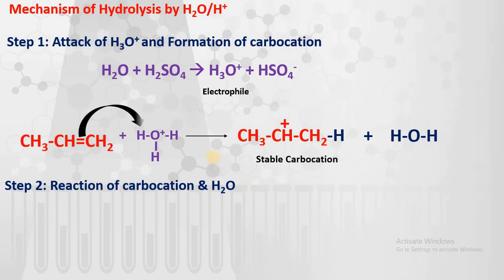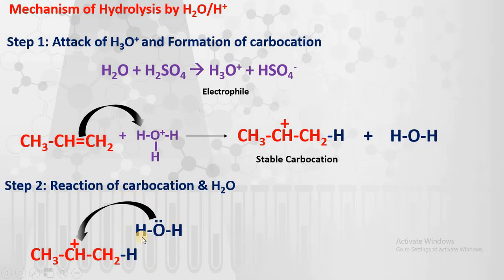In the second step, reaction of the carbocation and water molecule takes place. Here, this stable carbocation reacted with the water molecule, and the lone pair of the water molecule attacks this electron deficient center, that is the secondary carbocation. Then this water molecule is attached to this carbocation, or this second carbon atom. So this is the intermediate which is formed.